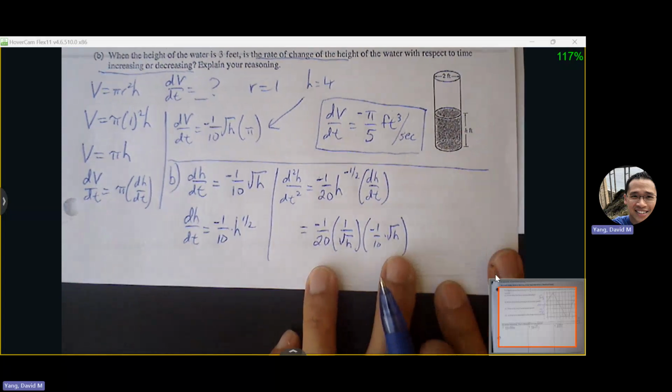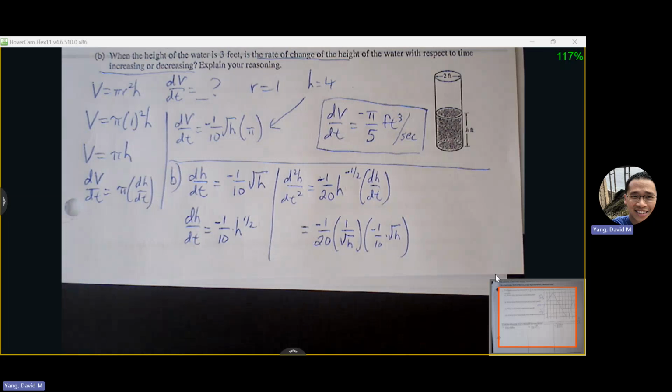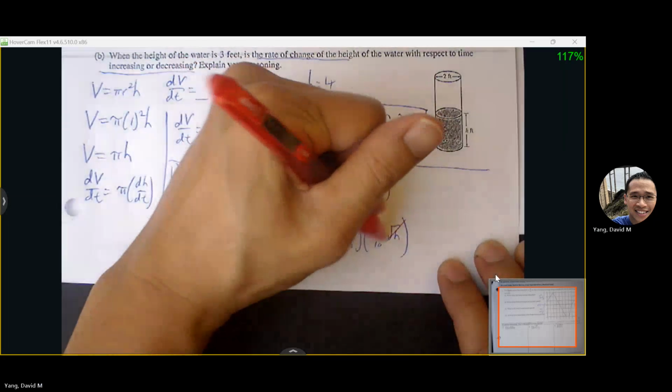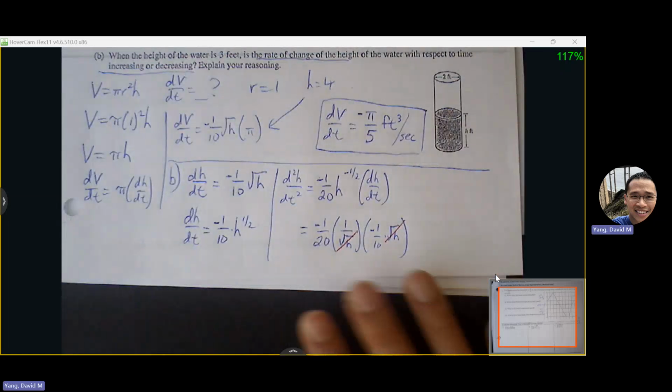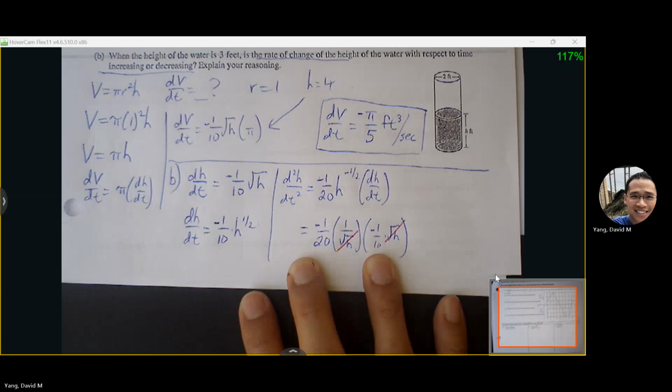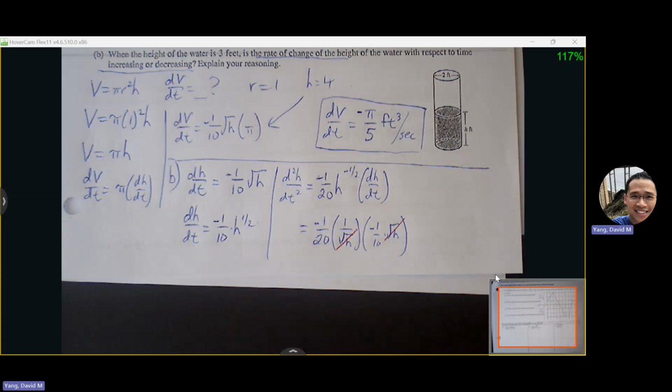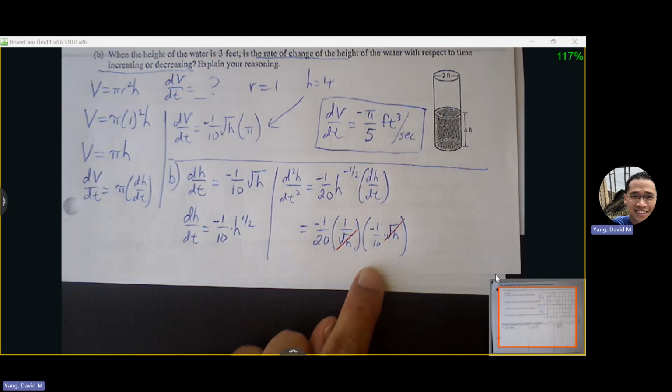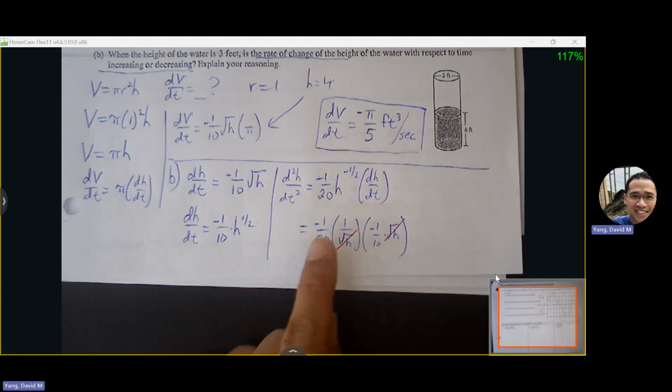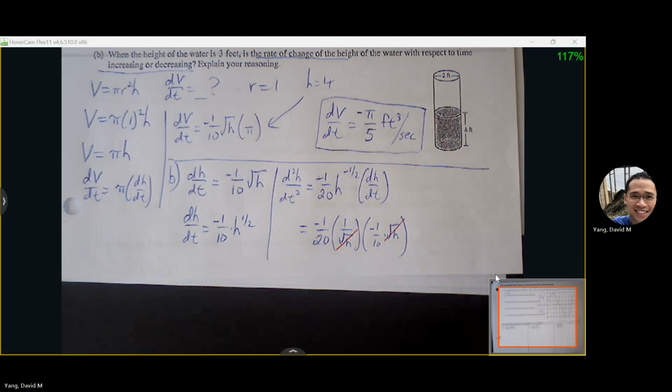All right, if I clean this up, what happens? Root h is canceled out. I'm just left with positive 1/200, right? So if my second derivative value is positive 1/200, that means my rate is increasing because my second derivative is positive.